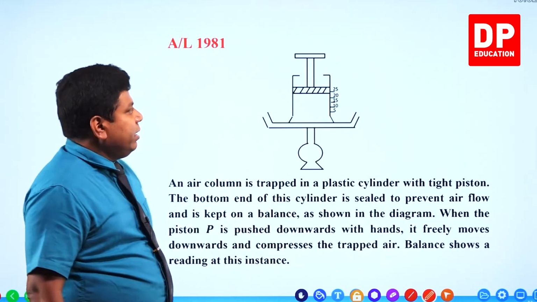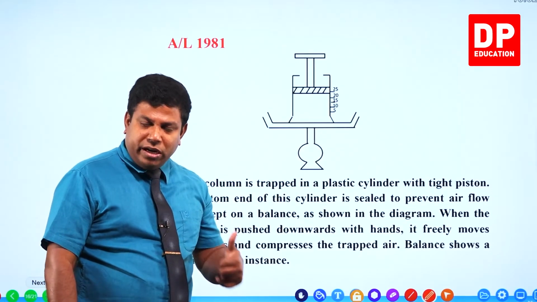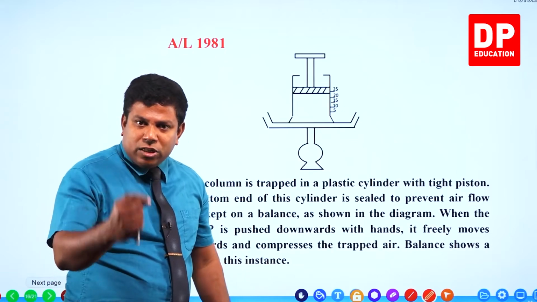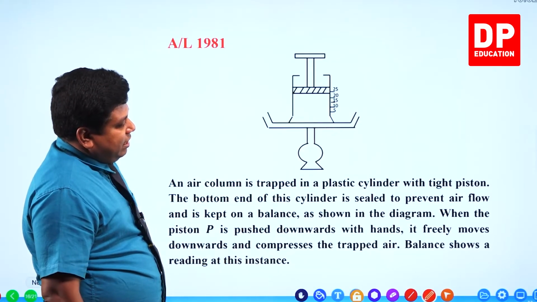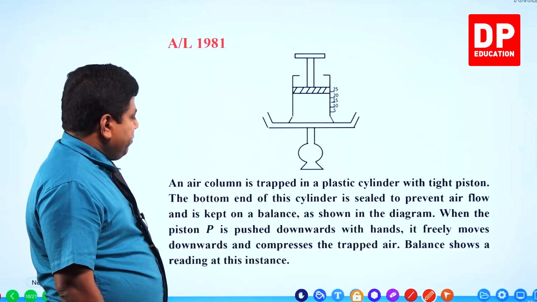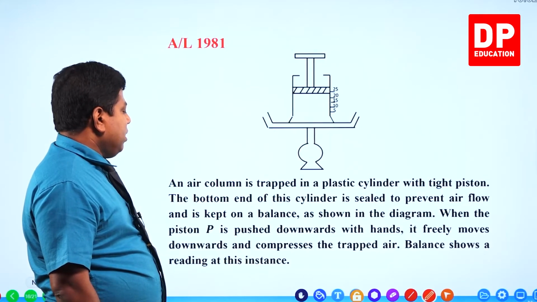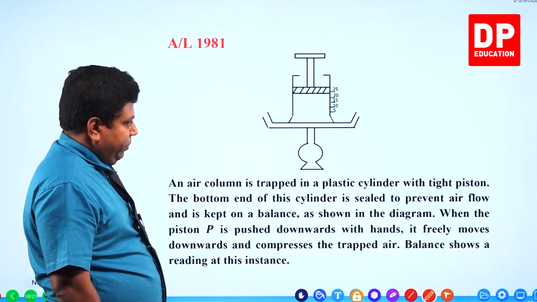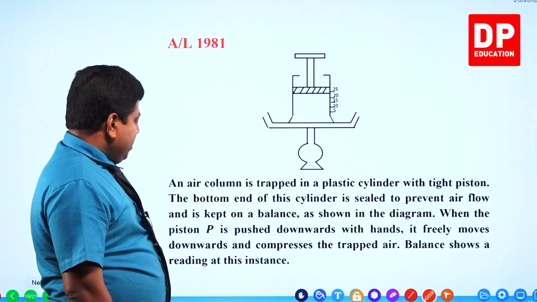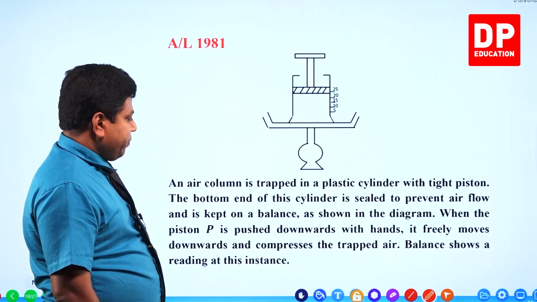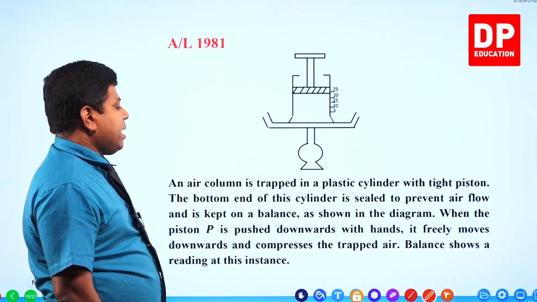Now we'll see another one. The following year, 1981, we have another question on the same concept. PV equals constant, Boyle's law, same. An air column is trapped in a plastic cylinder with a tight piston. The bottom end of the cylinder is sealed to prevent airflow and is kept on a balance as shown in the diagram. So this is like a kitchen balance or a table balance. When the piston P is pushed downwards with hands, it freely moves downwards and compresses the trapped air.